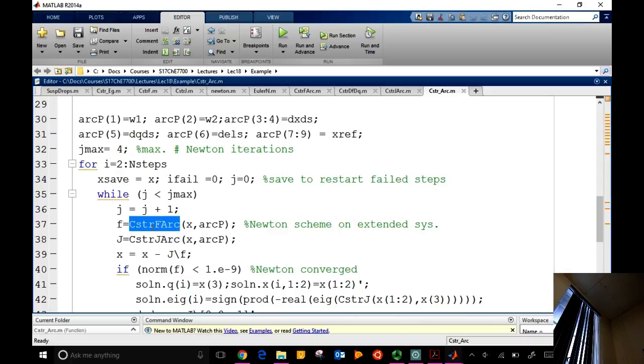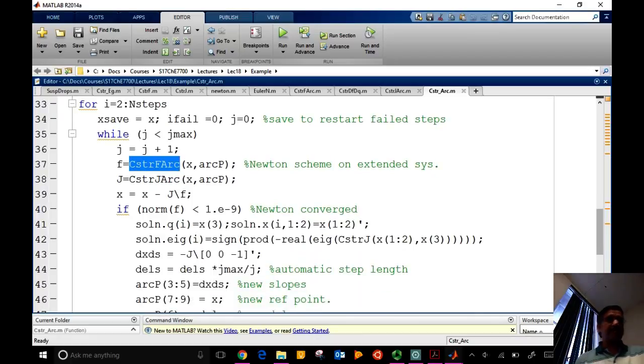Now, I'm also calculating the eigenvalues here. Why would I want to calculate the eigenvalues? To know the stability of it, right? So once I have the Jacobian of the 2x2 system, that's all I need to use for stability, not the 3x3. 3x3 is only for arc length continuation.